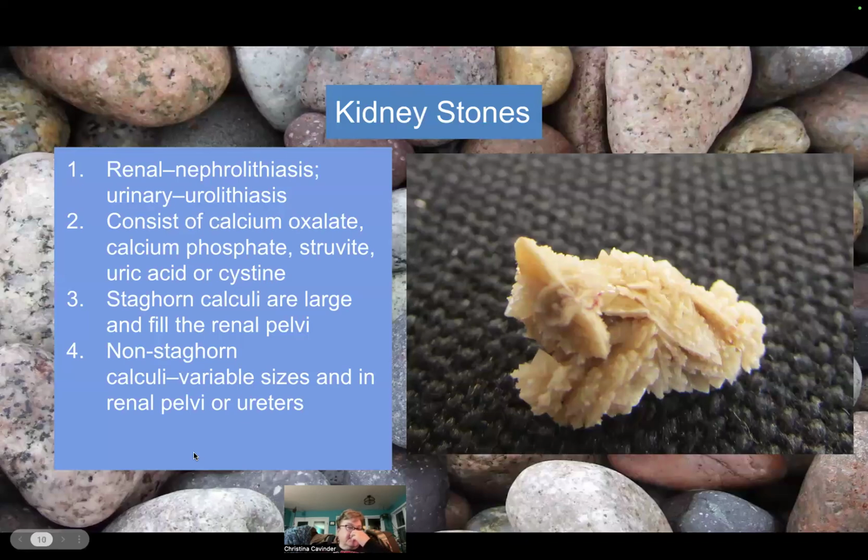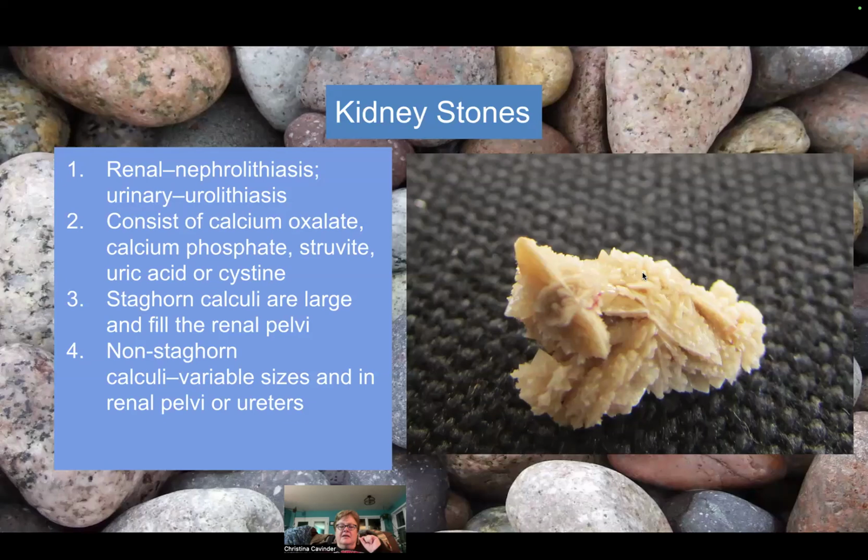Kidney stones. So kidney stones are horrible. I've never had them, but I hear they're like the most painful thing ever. And you see these pictures and you see these jagged edges and you're like, well, no wonder it hurts so bad, right? If they are in the kidney, that's nephrolithiasis. If it's in the bladder, that's urolithiasis. They can consist of calcium oxalate, calcium phosphate, struvite, uric acid, or cysteine.